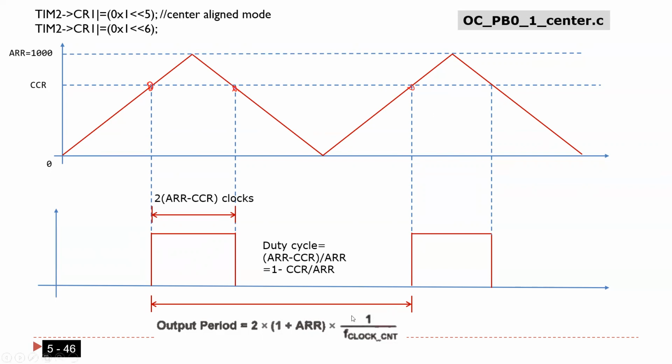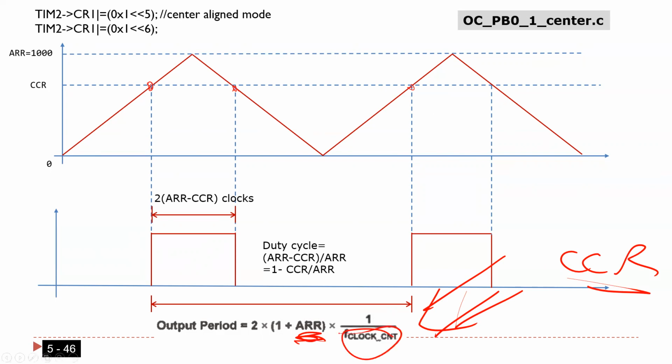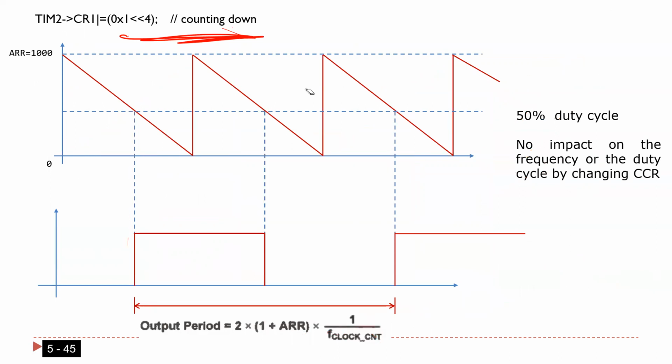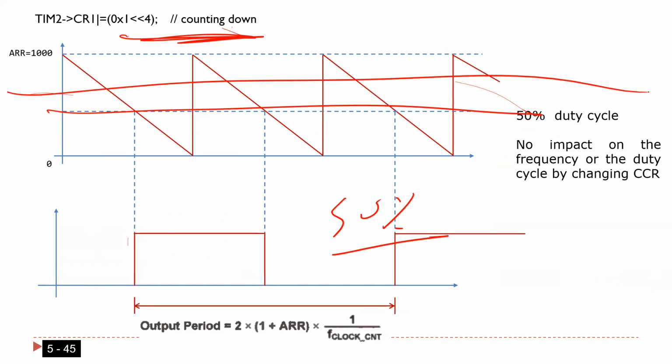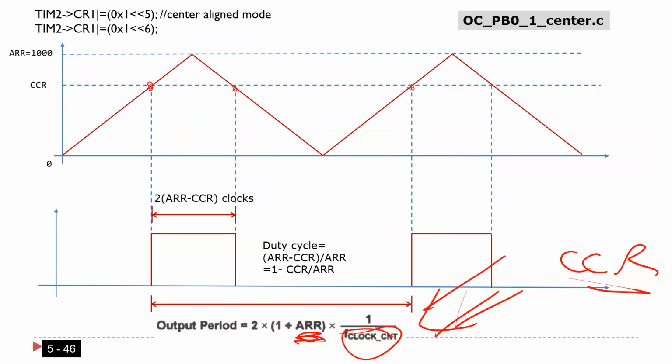If you look at the frequency, it does not depend on CCR, similar to what I did before. The frequency only depends on ARR and the clock, right? However, what we did before is that the duty cycle was 50%. Even if you change CCR, no impact. When you change CCR, it's going to be the same duty cycle, because if you toggle from here to here, or here to here, it's going to be the same time. So there's no change.